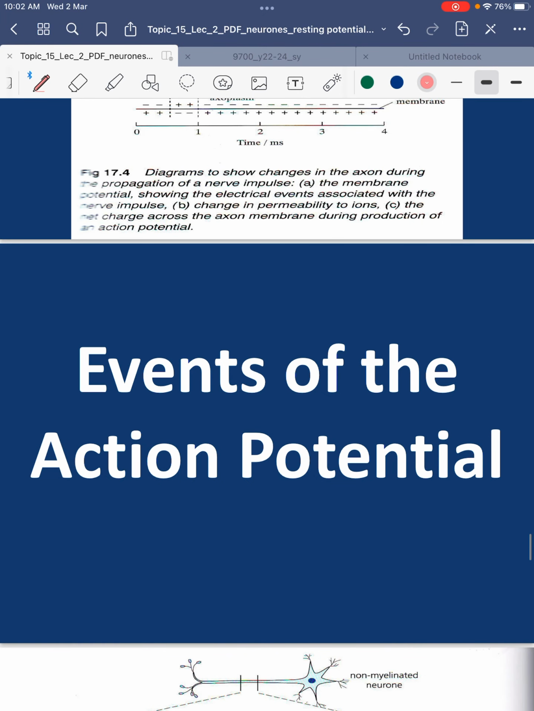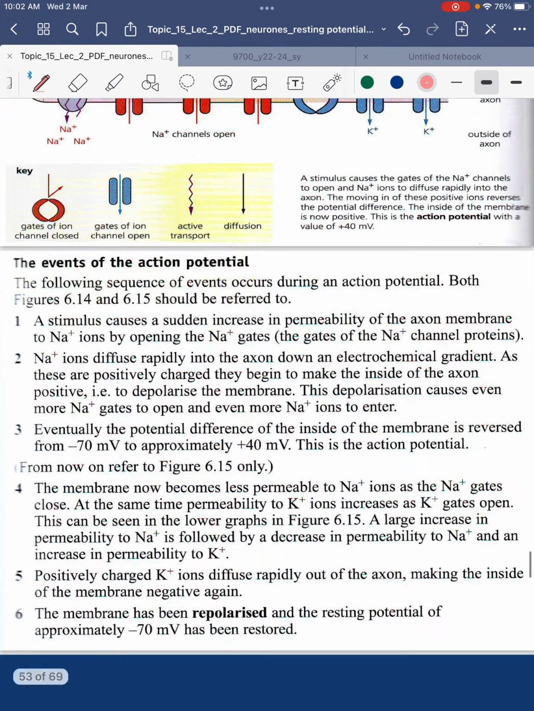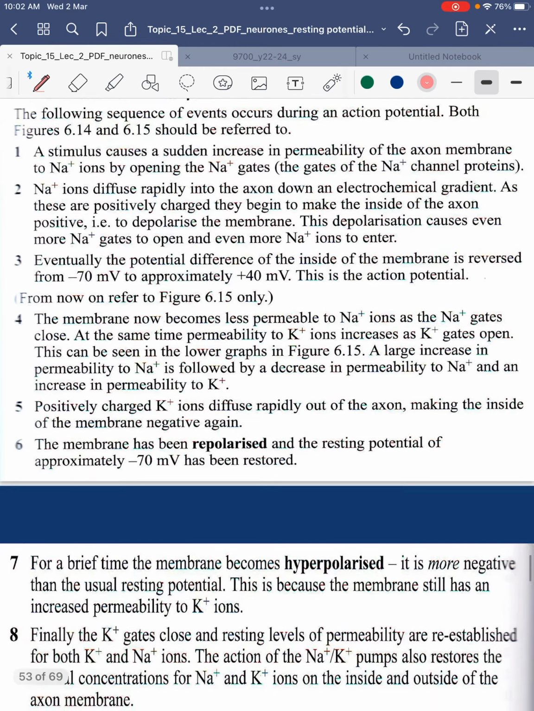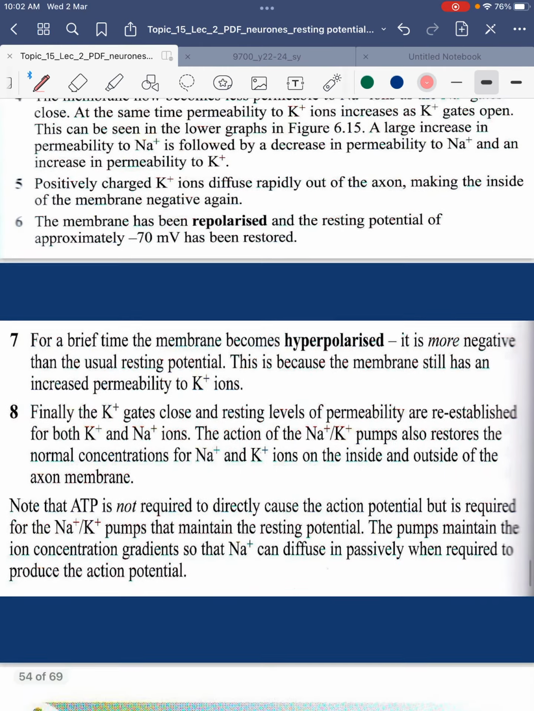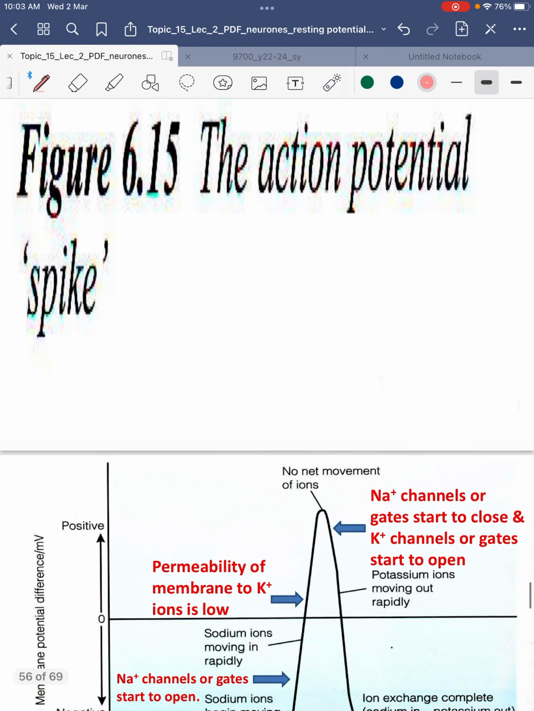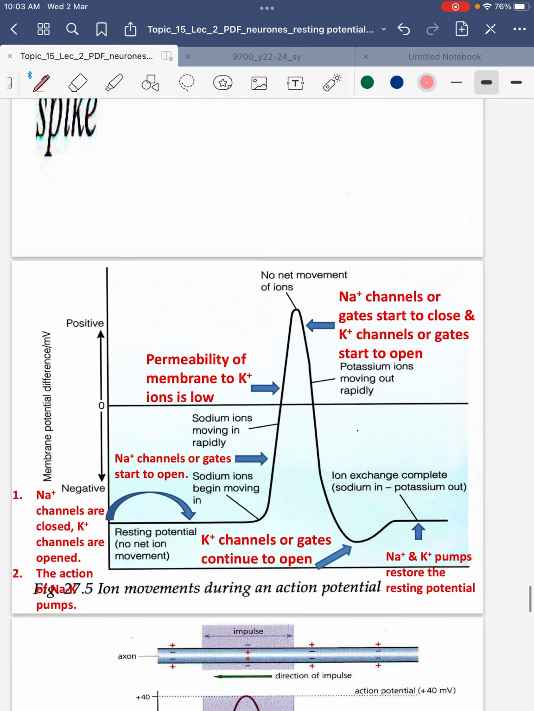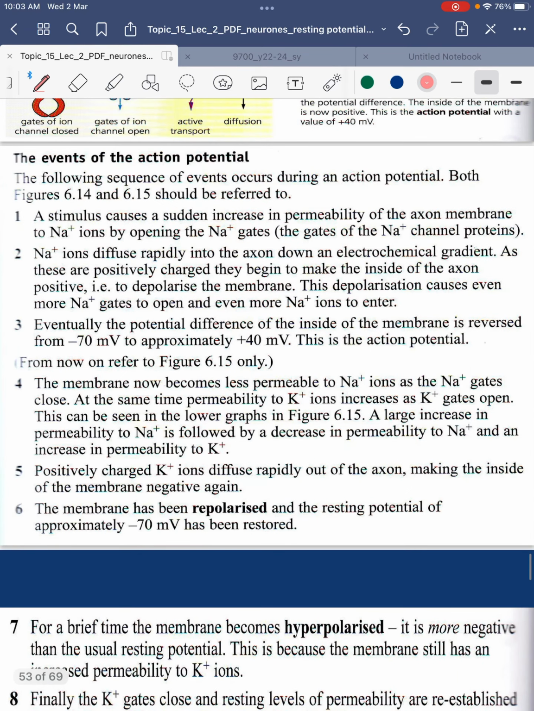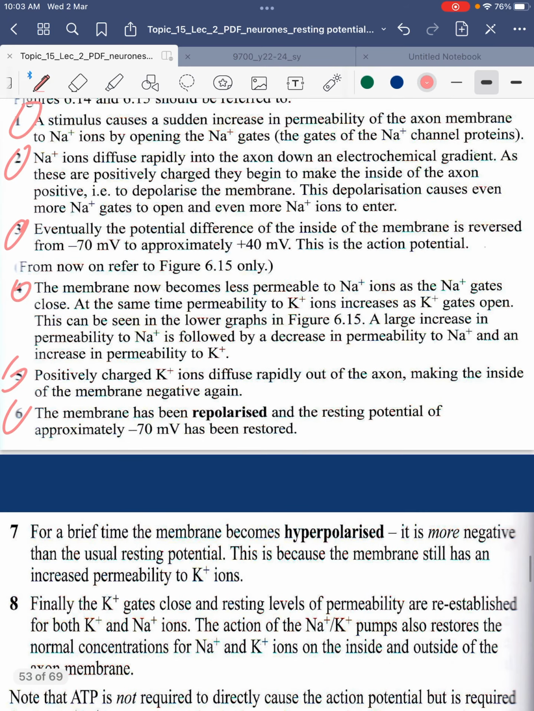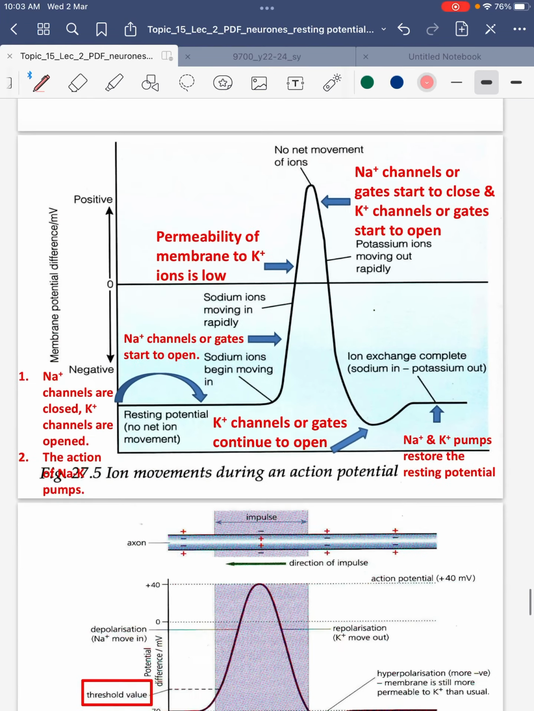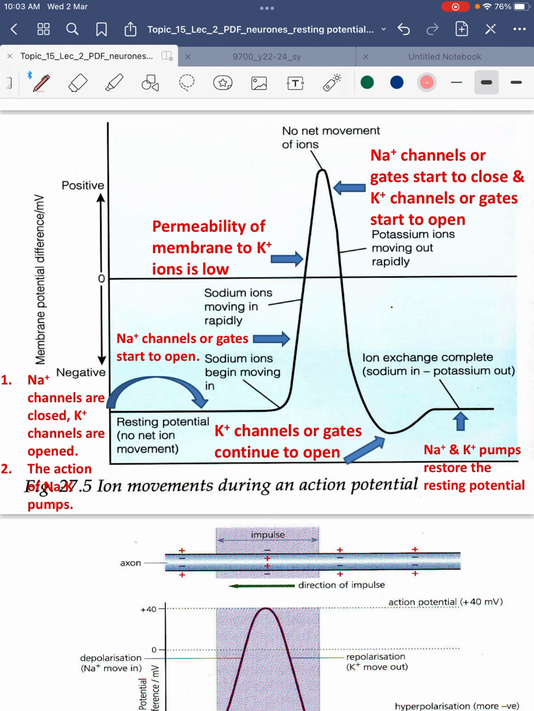So, events of the action potential. You can read this one in your own time. I prefer to use the graph which I've made myself, like this one here, because it's easier. All of these events of action potential, number 1, 2, 3, 4, 5, 6, 7, 8, have already been summarized in the form of this graph. So I prefer to use this graph.